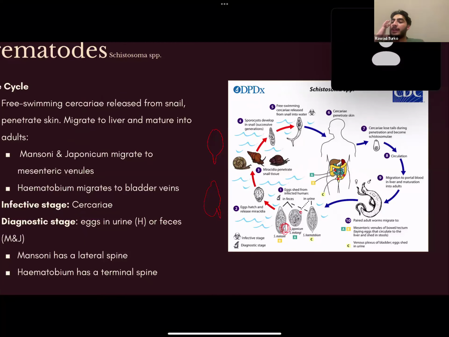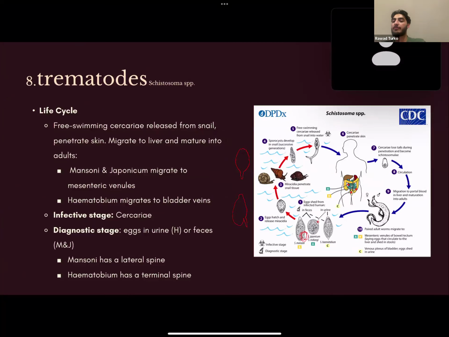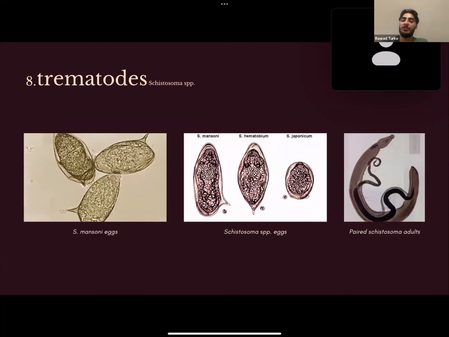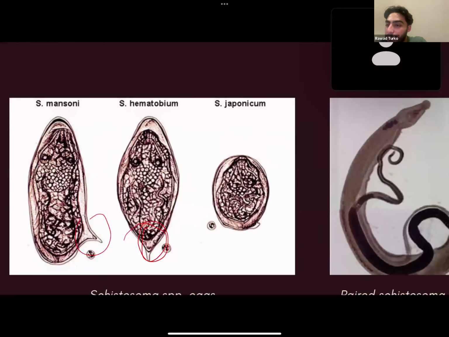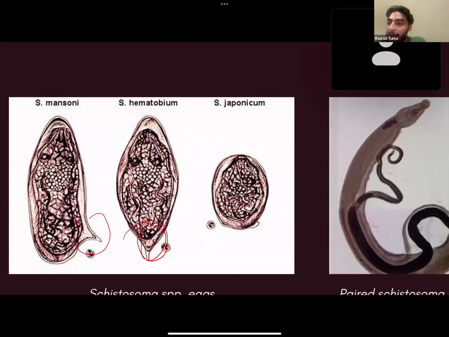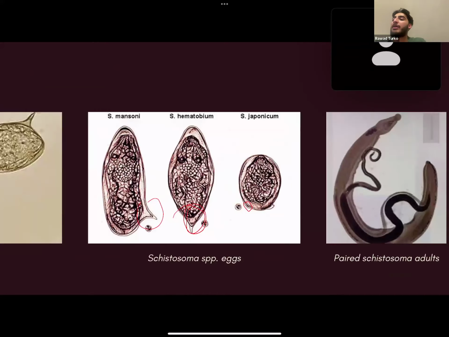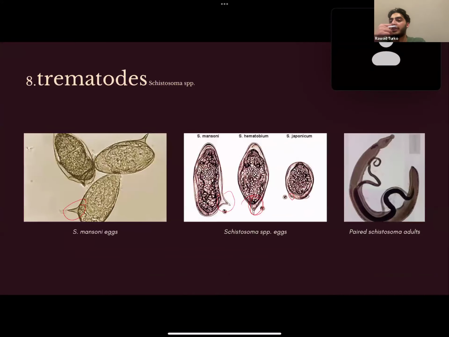A good way to remember it is: Mansoni has a lateral spine, and Hematobium has a terminal spine. These are what the pictures look like. These are Mansoni eggs; you can tell because of the lateral spine. This is Hematobium, with the terminal spine. Mansoni has the lateral spine. And Japonicum has a very small lateral spine, but it's barely noticeable, so we don't even talk about Japonicum in terms of it having a spine.